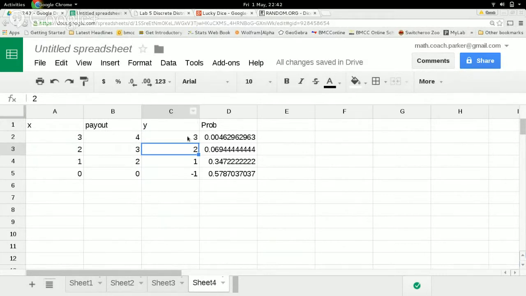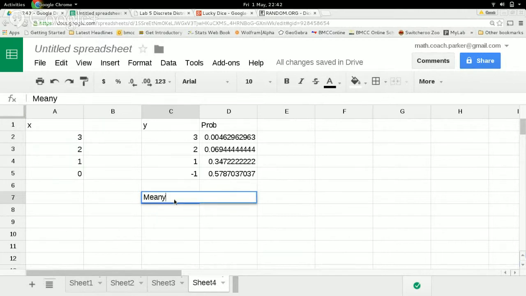So I'm really interested in what is my profit. That's what y is. Payout happens, and I paid a dollar to play. So payout minus what I paid to play gives me my profit. So I don't need this column anymore. That's my explanation. To find the expected value of the y's, so the mean of the y's, there we go.